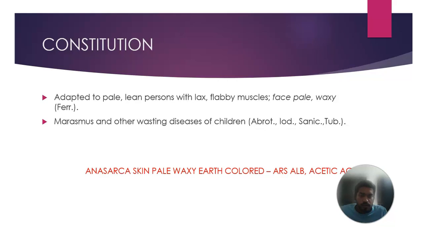So we have discussed Abrotanum in the previous class. Acetic acid also has this affinity for causing marasmus. So Abrotanum, Iodum, Sanicula, Tuberculinum. Your NSET was already discussed, and then you can add on other remedies such as acetic acid. Again we have emaciation in Arsenicum album. So all these remedies you can add on to it.